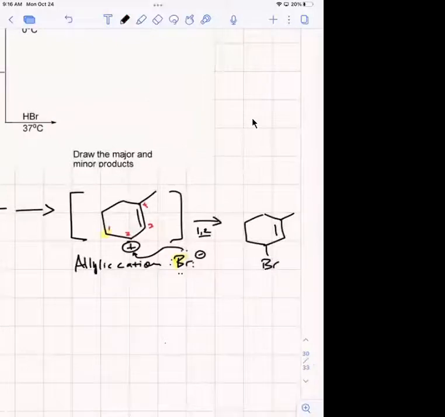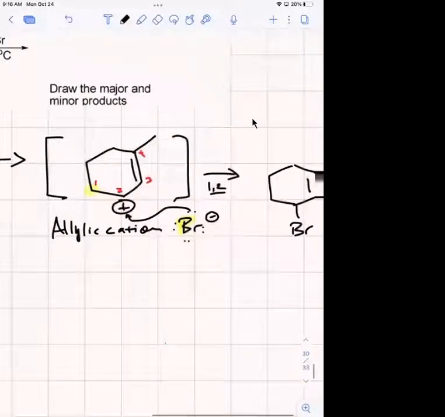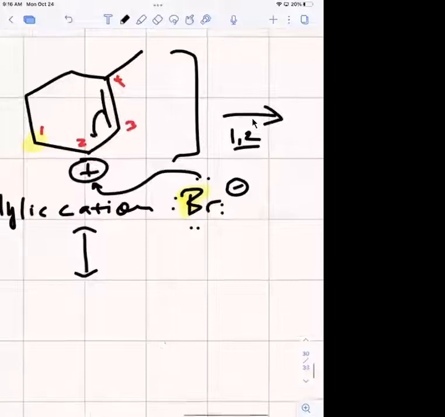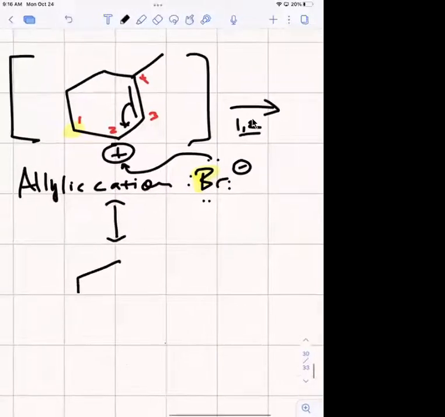Now, what does the resonance form for that look like? That's going to help me to know what the 1,4 product is going to be. The plus charge is going to be on the 4th carbon, and the double bond is going to be in between the third and second carbon. Good. So I can do that, right? And then I'll have this as a resonance form.